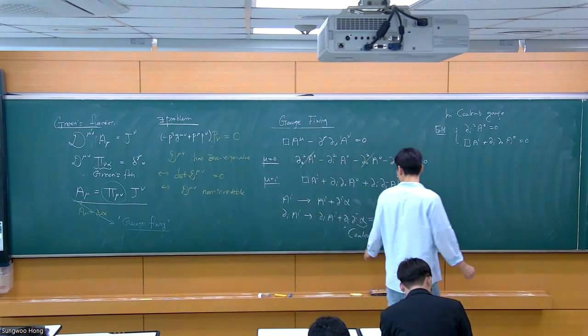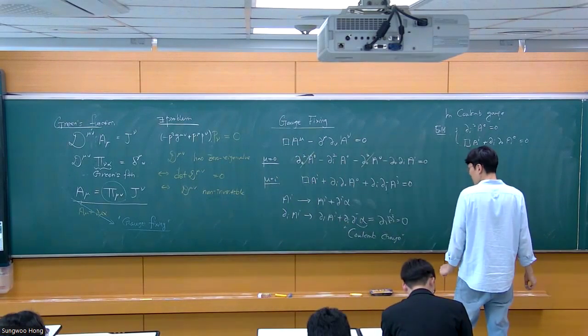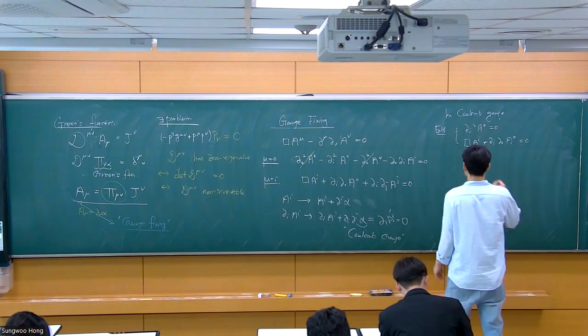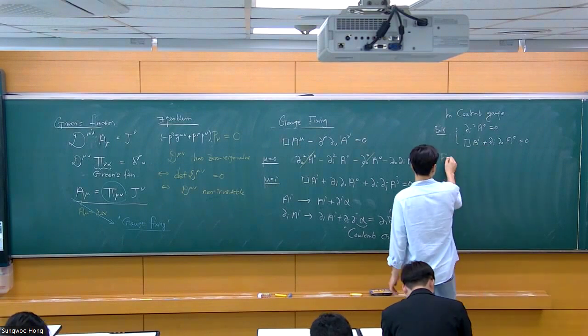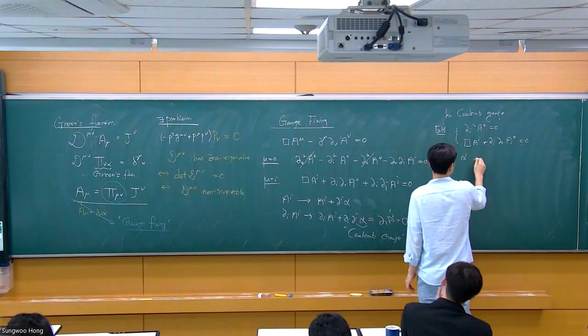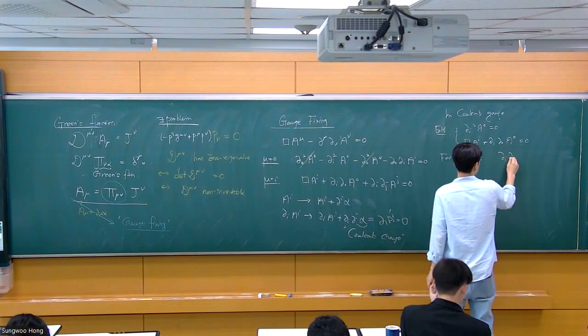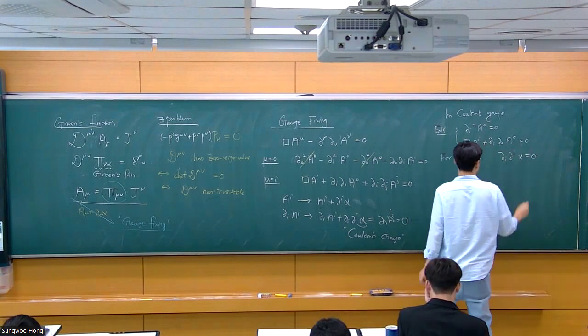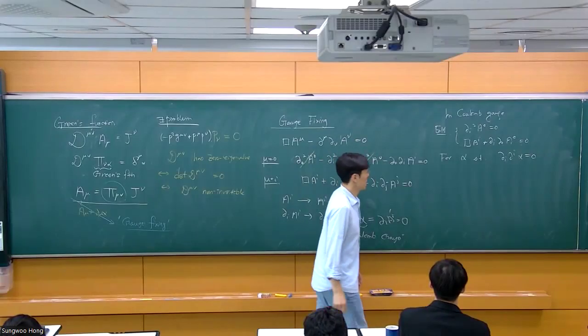Okay, so now what we have to satisfy is that for alpha such that ∇²α equal to 0, it is still allowed.